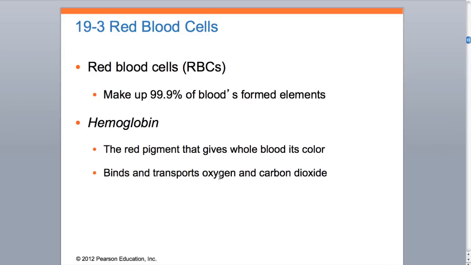Now, the slide says it's the red pigment. It binds to oxygen and carbon dioxide. That's fine and dandy. But you need to understand that the heme portion is the iron. The globin portion is the protein. Okay, so let's say that again. The heme is the iron, the globin is the protein portion. Okay, that is important.